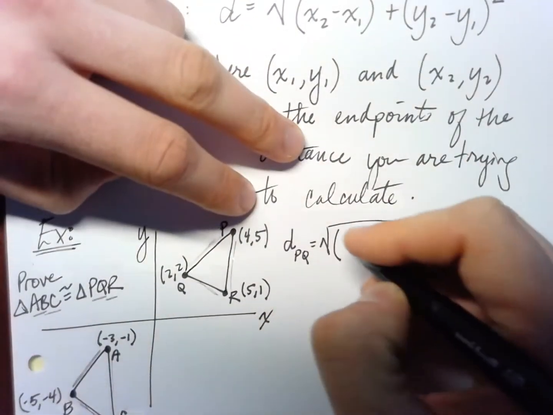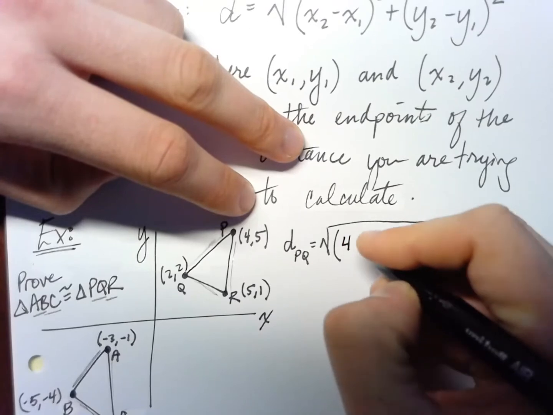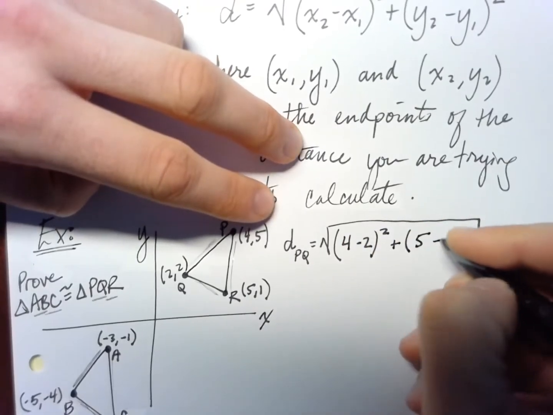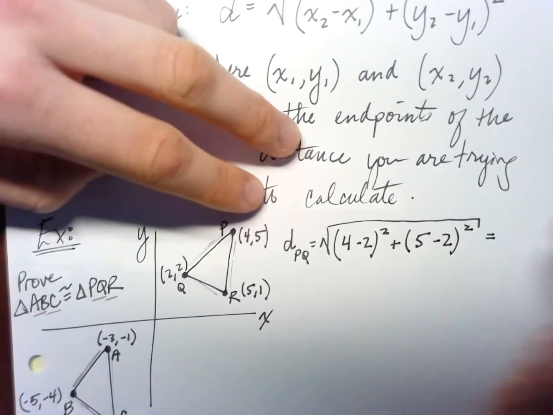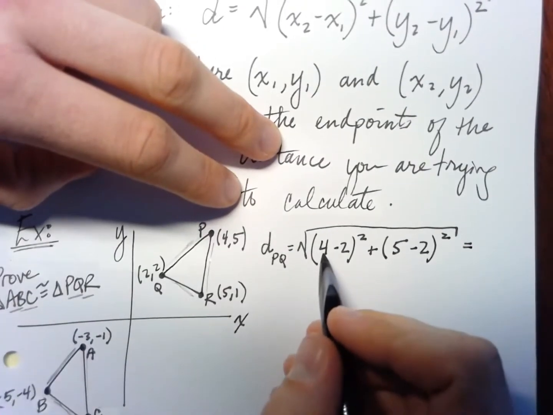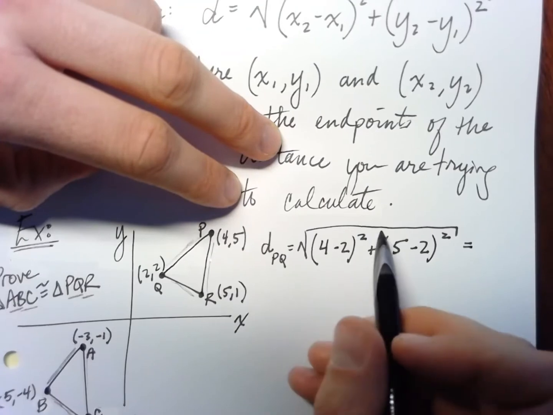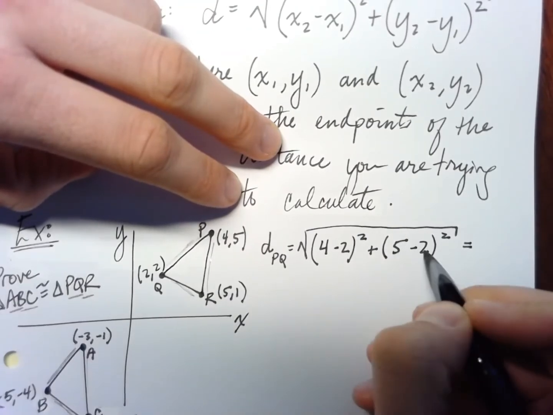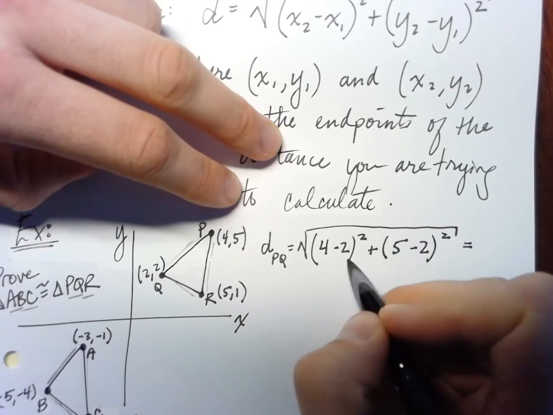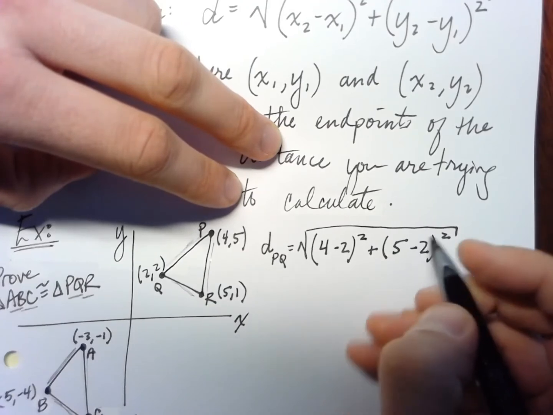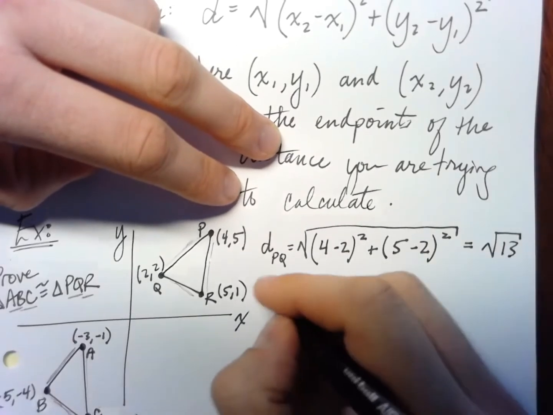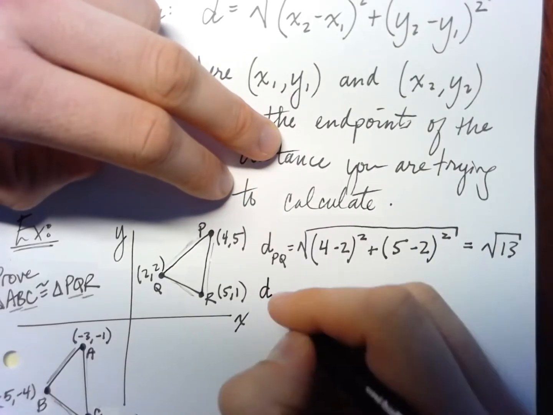So looking at P, with the x's, we're going to have 4 minus 2 squared, and then we're going to add 5 minus 2 squared, and all of that. So 4 minus 2 is 2, quantity squared is 4, so all this is 4. 5 minus 2 is 3, squared is 9, so this is 4 plus 9 is 13, so this is the square root of 13.